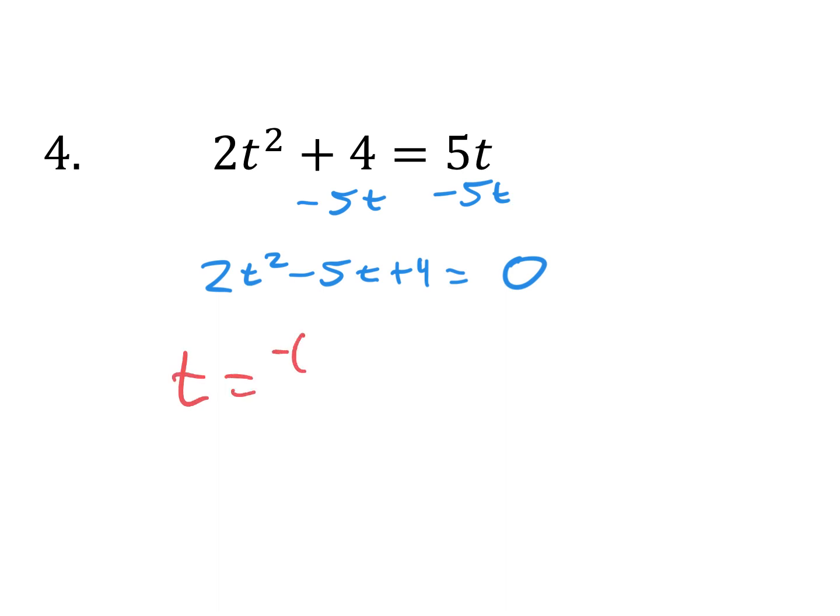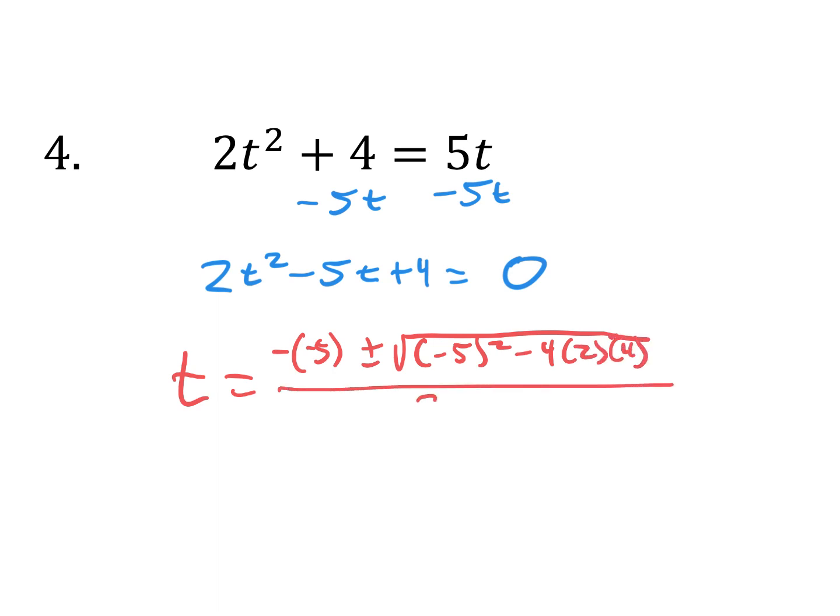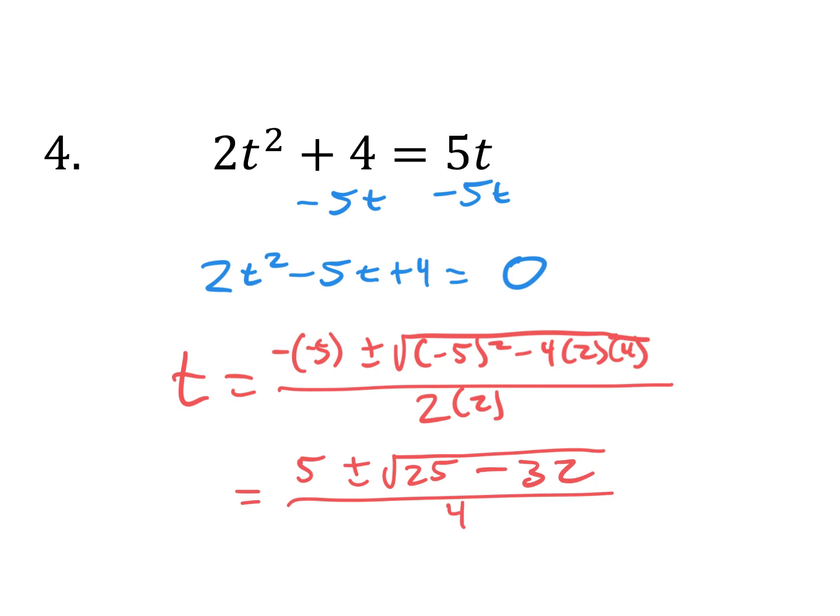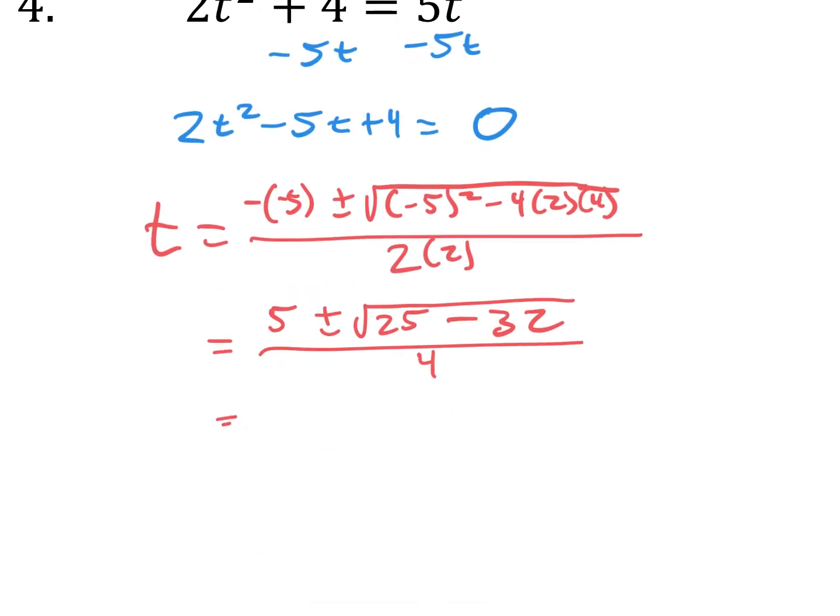t equals negative b plus or minus the square root of b squared minus 4 times a times c, all over 2 times a, which is 5 plus or minus the square root of 25. And this is going to be 4 times 2 is 8 times 4 is 32, all over 4. And so we end up with 5 plus or minus the square root of negative 7, right? Yep. So we got a negative.